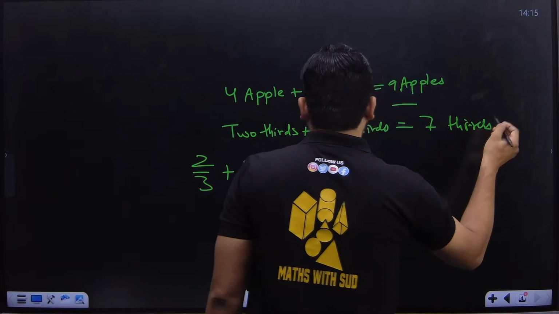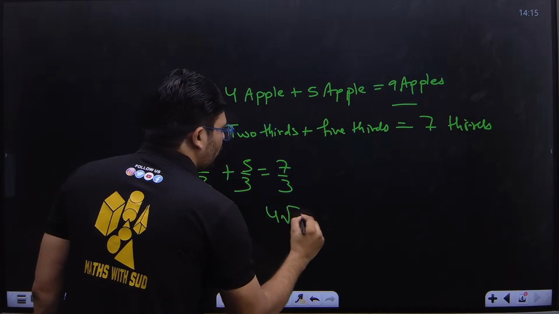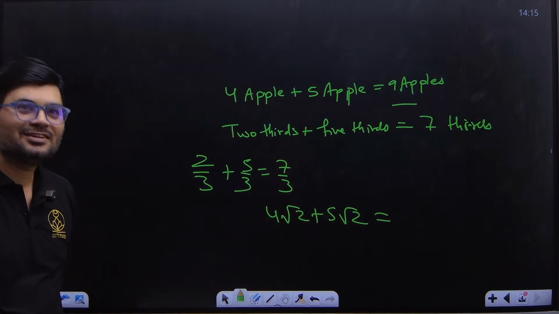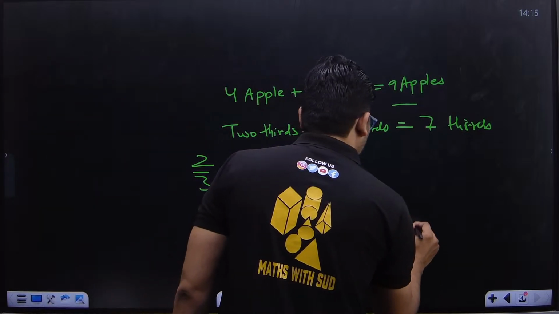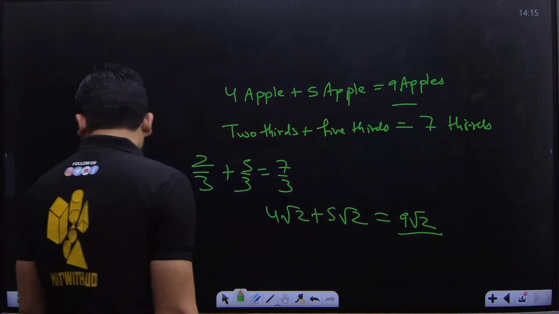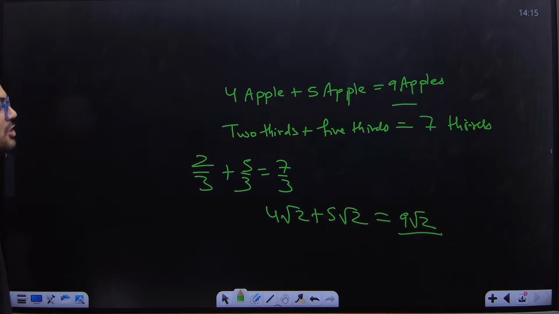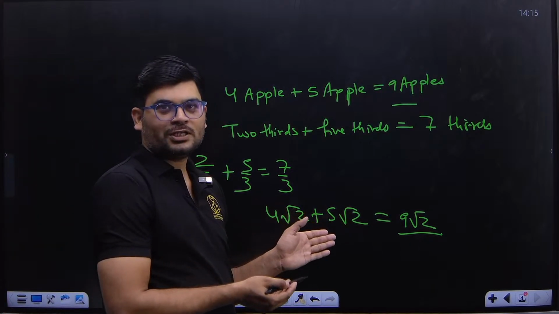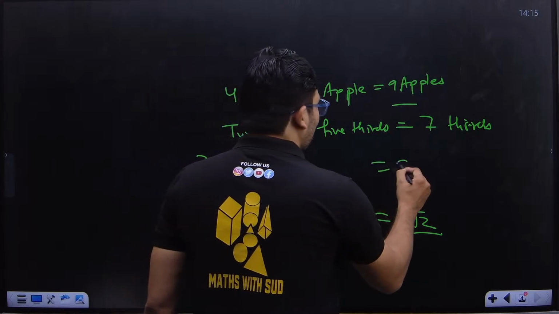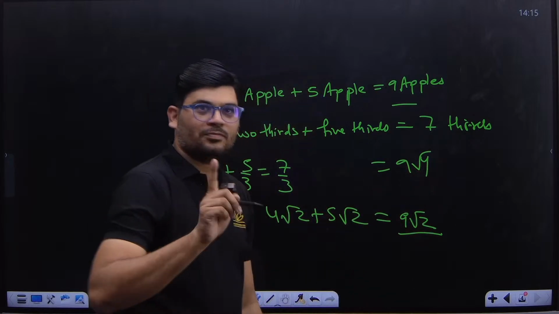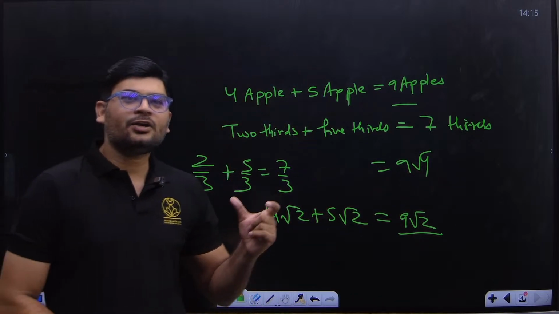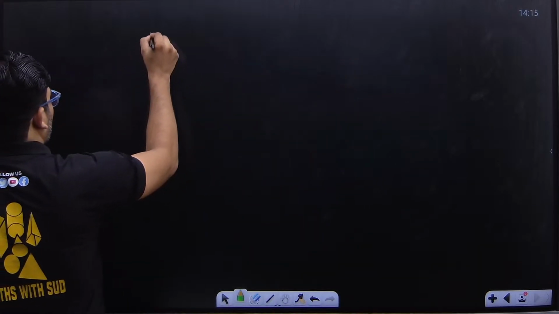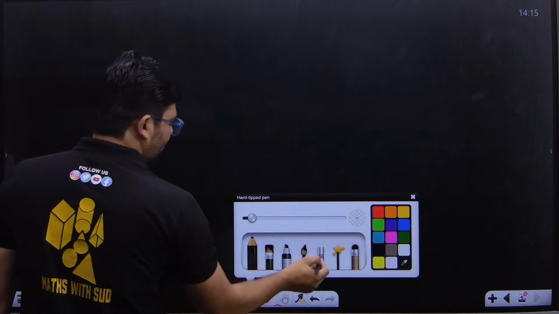Yes, sir. Similarly, if I ask you 4 root 2 plus 5 root 2 will be how much? 9 root 2. Wonderful. This is a very important thing that you should understand. Most students add the root 2 and root 2 as well, and write it as 9 under root 4. Not right. You can't add two irrational numbers. Please remember this. I am making a star point.